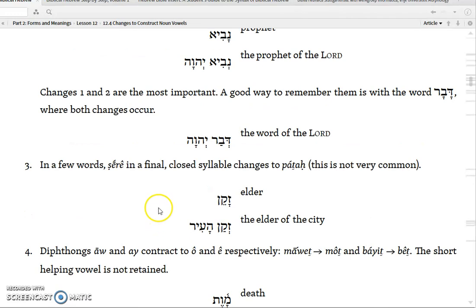Now in a few words, sere in the final closed syllable will change to a patah. This is not particularly common, but it does occur in the word elder. So zakein, elder, becomes zakan ha'ir, the elder of the city.